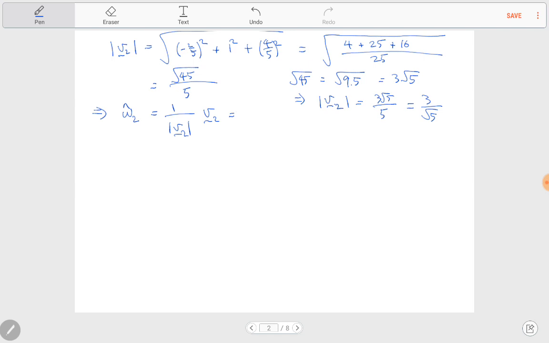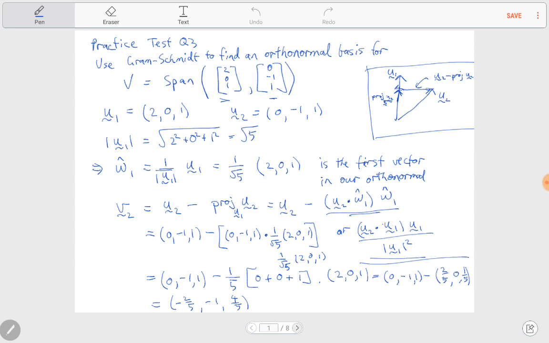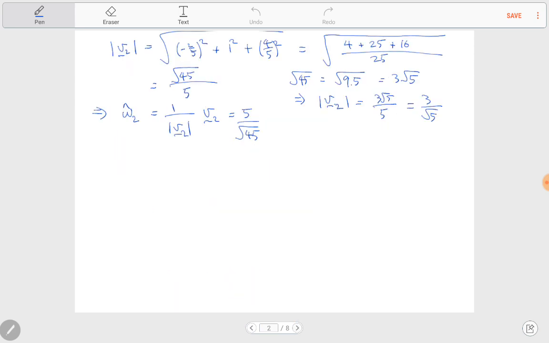So 1 over V2, I just flip the square root of 45 over 5. I get 5 over square root of 45 times V2, and V2 was equal to minus 2/5, minus 1, 4/5. And we're done. So W2 hat is the second orthonormal basis vector.